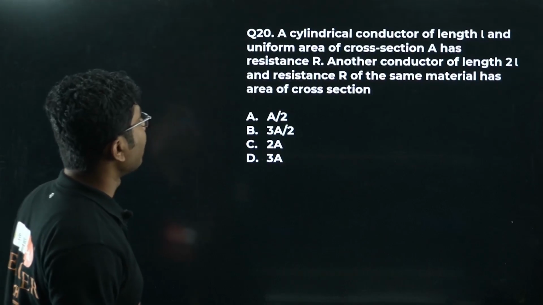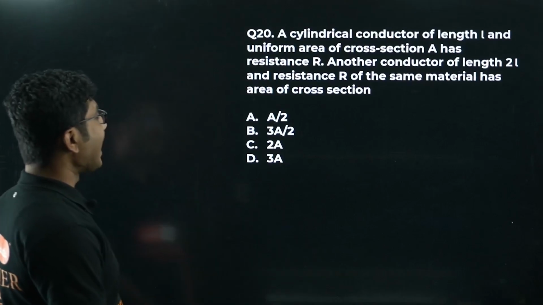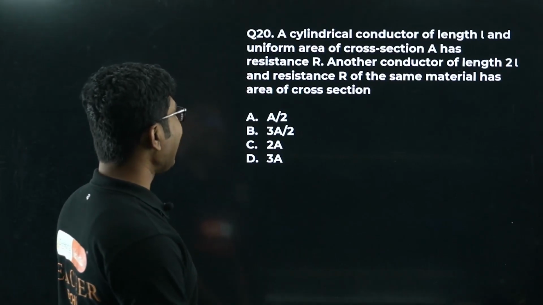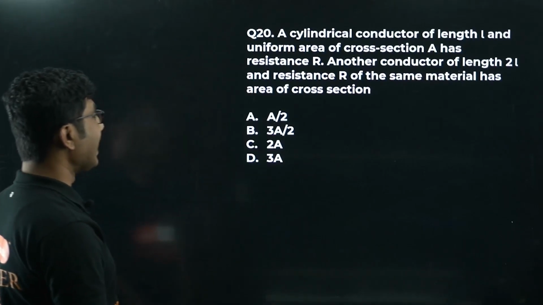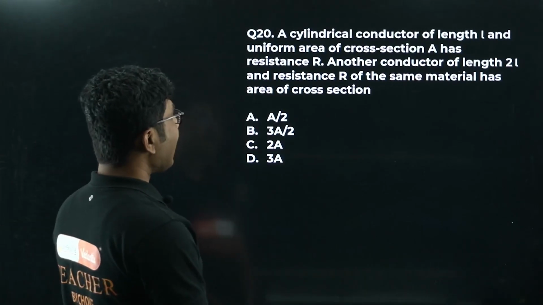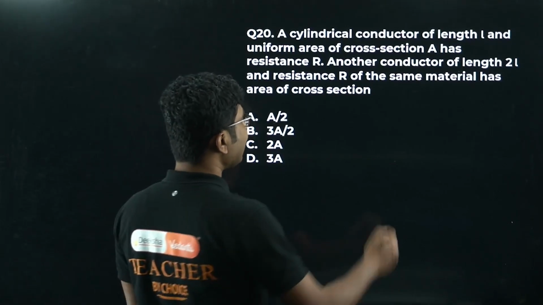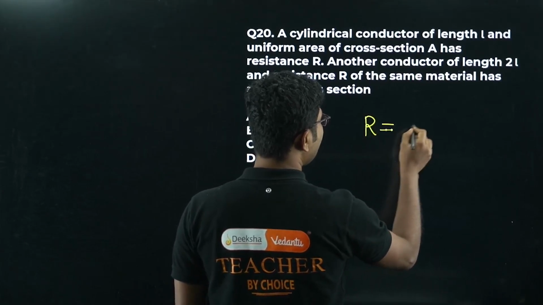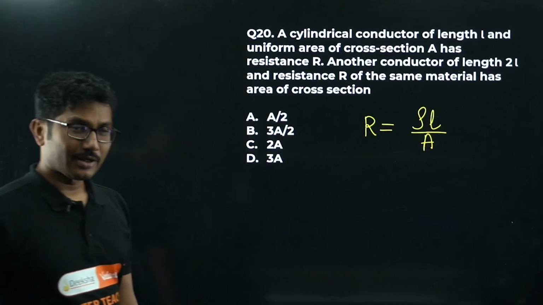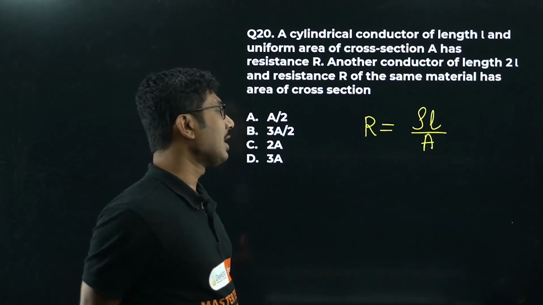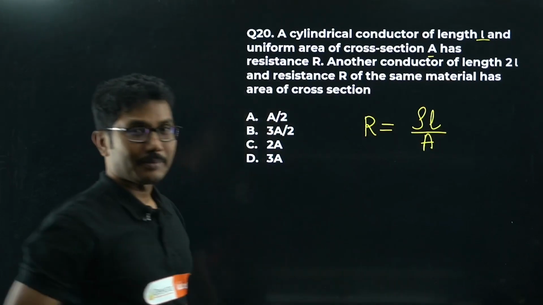Next question, question number 20. A cylindrical conductor of length L and uniform area of cross section A has resistance R. Another conductor of length 2L and resistance R of the same material has an area of cross section... So we know that resistance is given by rho L by A, where rho is the resistivity of the material. We already know this formula. In the first case, L is given, A is given, so R is determined by this formula.